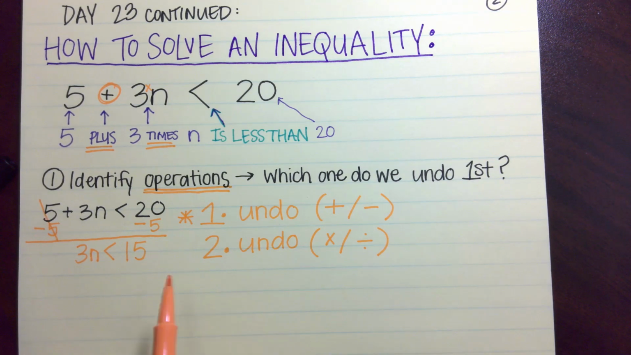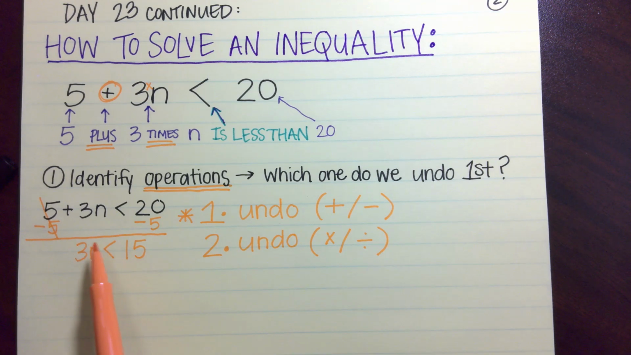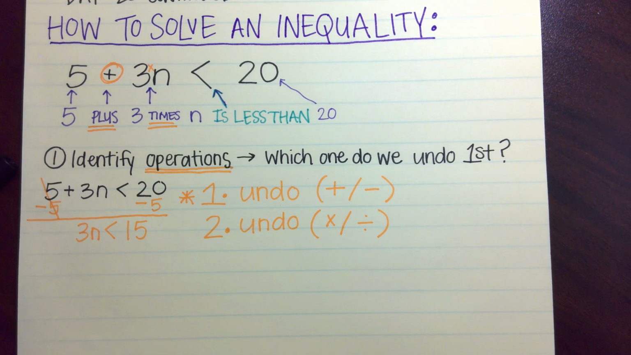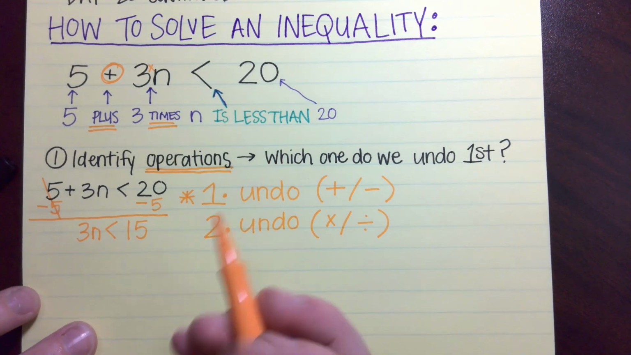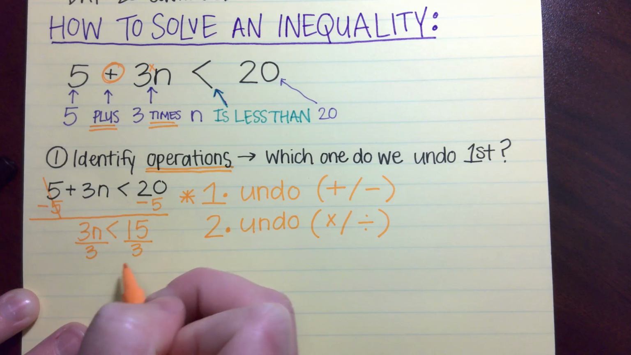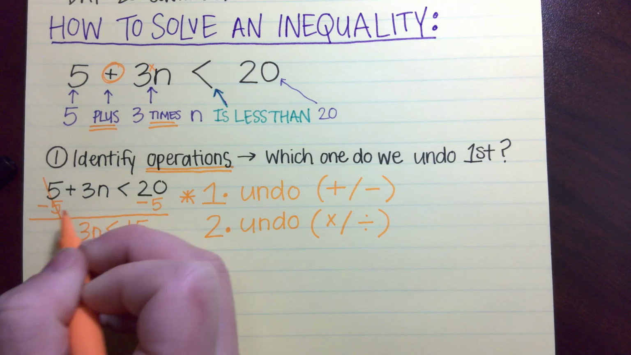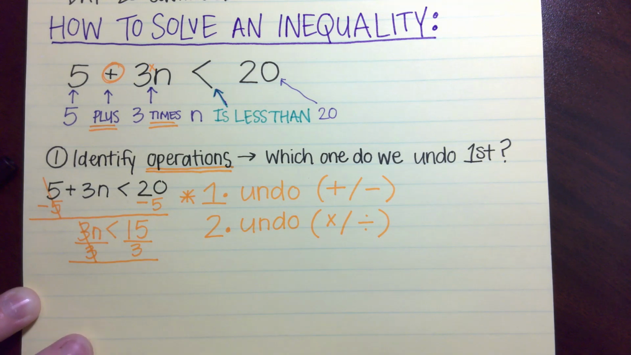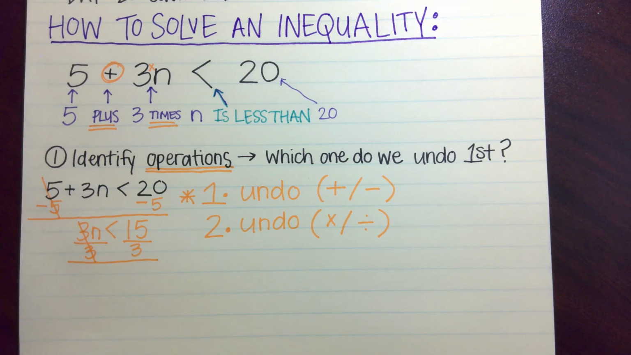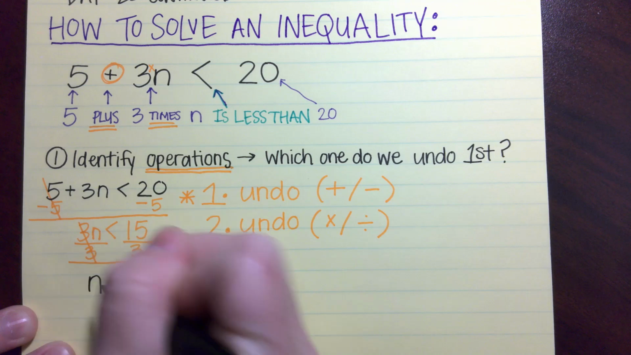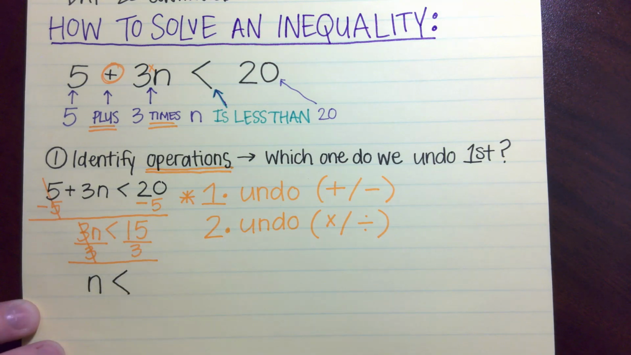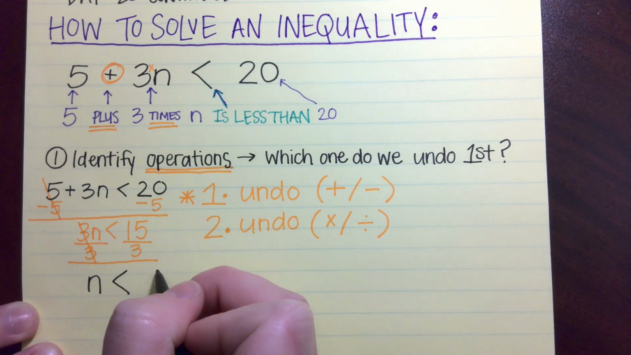Okay, and now we're on step 2. We can undo the multiplication here. We have 3 times n. How do we get rid of 3? Divide by 3. Good. Divide by 3 on both sides. My 3's will cancel. And I'm left with n is less than, what is 15 divided by 3? 5.